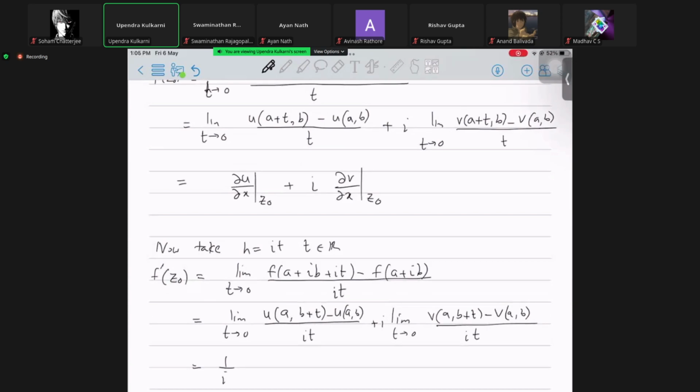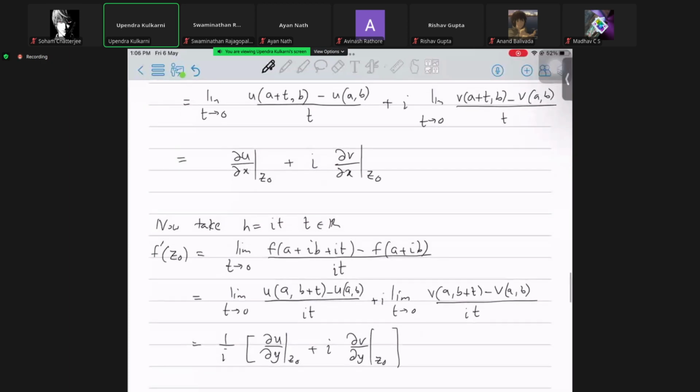So what happens? Let's just take 1 over i to be common. And what do I get now? The first one is del u by del y, correct? Because see, I'm changing b to b plus t. So this is a derivative in the second direction. And again, this is at z naught. And then what do I get? Plus i times del v by del y at z naught.